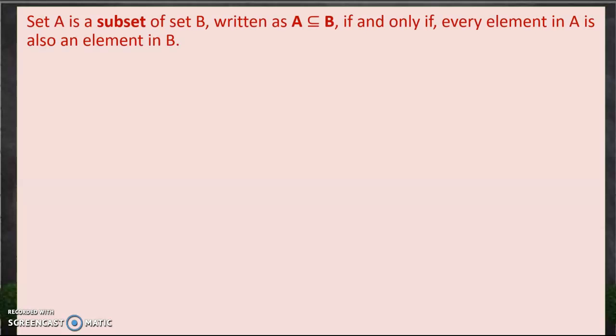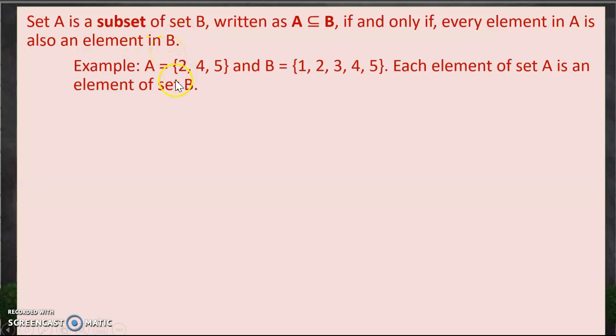Okay, next is subset. Set A is a subset of set B. In symbol, A is a subset of B if and only if every element in set A is also an element in set B. For example, set A is 2, 4, 5. Set B is 1, 2, 3, 4, 5. Each element of set A is in set B. That is why A is a subset of B.